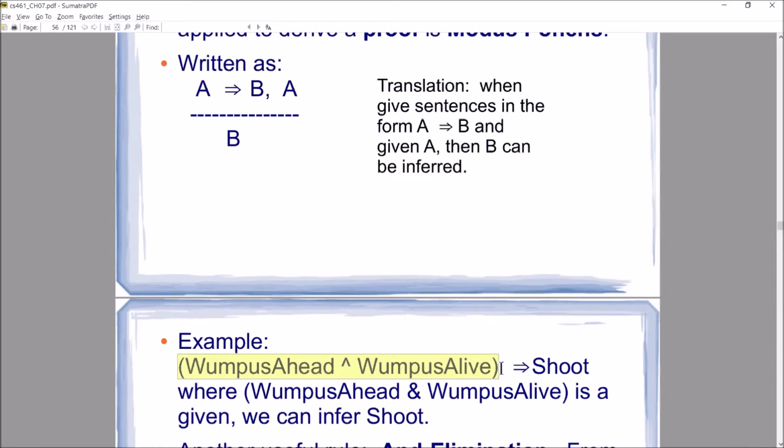Okay, based off of prior knowledge, it's true. So then we can infer that the thing to do is shoot.